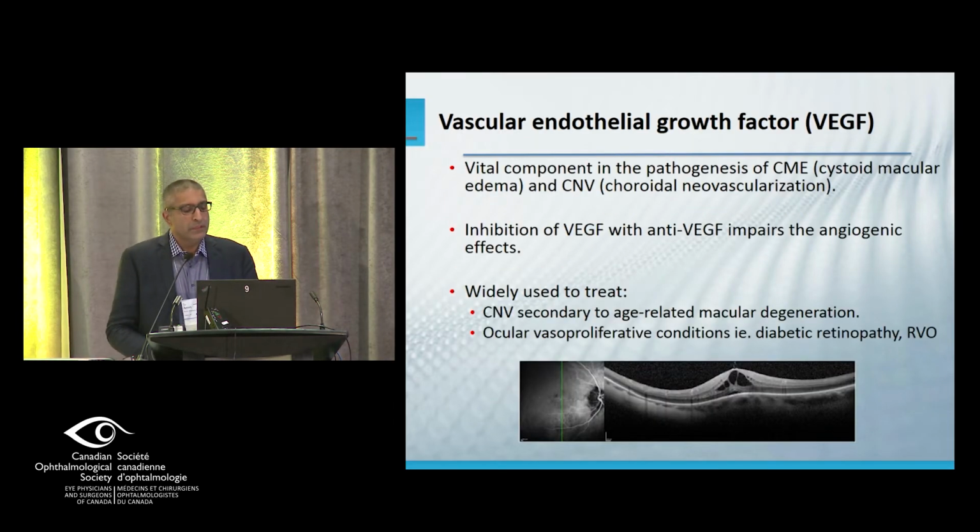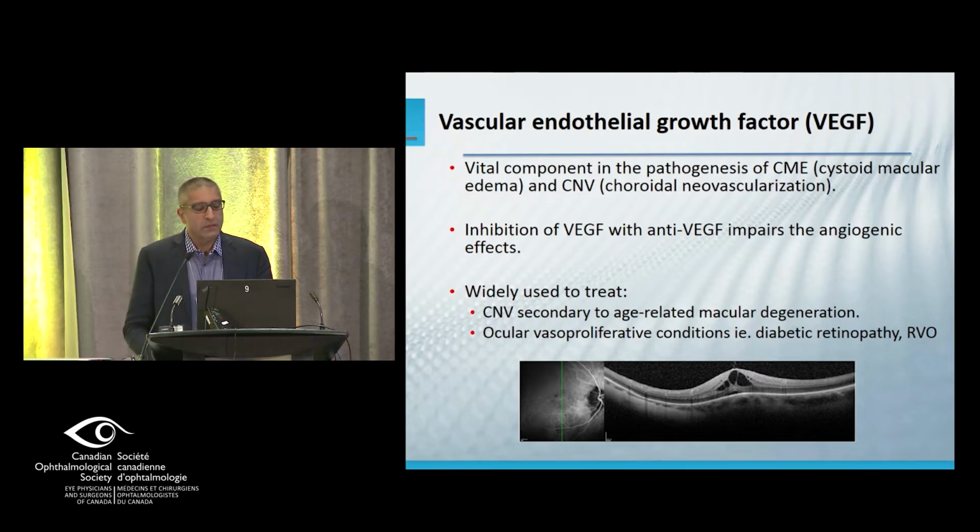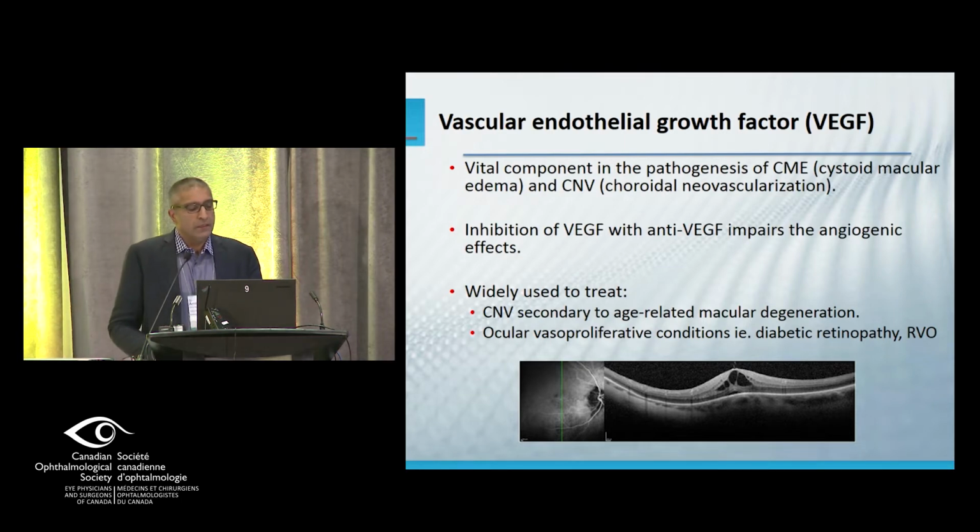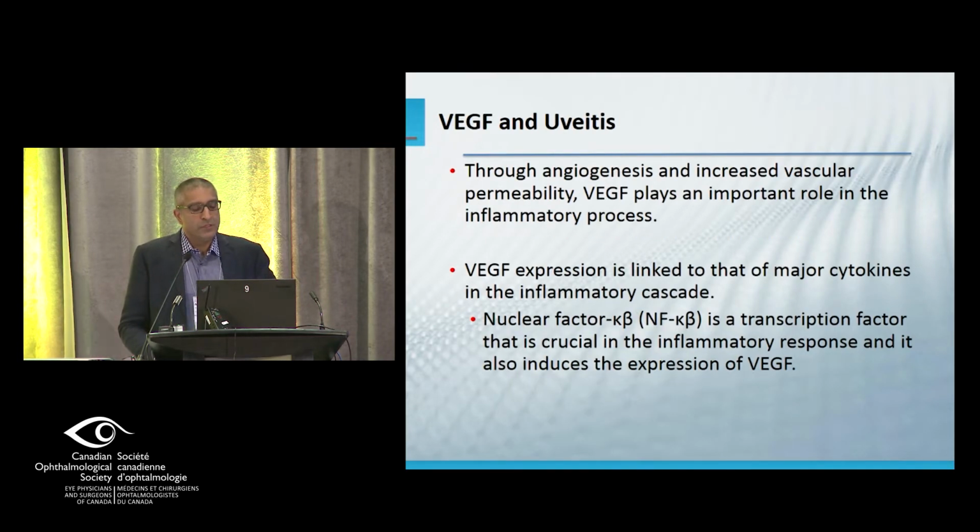VEGF is very important in the pathogenesis of cystoid macular edema and neovascularization. Inhibition of VEGF with anti-VEGF agents, therefore, will favorably affect angiogenic production. And it's widely used in the world of vitreoretina in treatments of age-related macular degeneration, diabetes, retinal vein occlusions. And through angiogenesis and vascular permeability, the inflammatory process is integral.